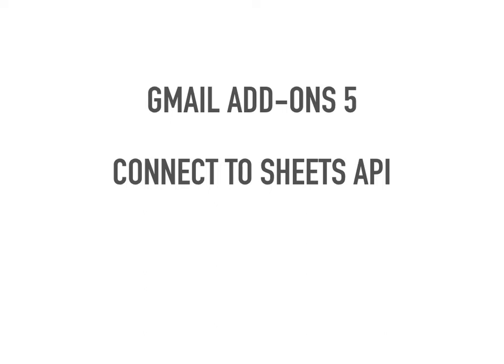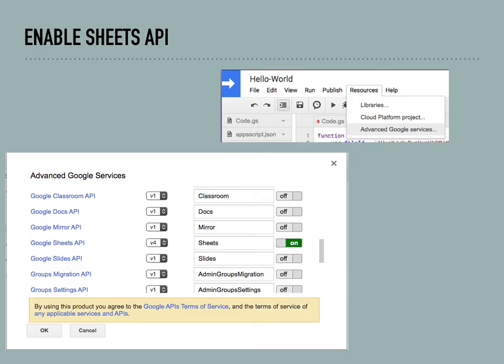Now we will be learning how to connect to the Sheets API and read an Excel file from our Google Drive. In order to be able to use the Sheets API, we need to enable it from the Advanced Google Services panel. Go to Resources and then Advanced Google Service and locate the Google Sheets API. To the right, click on the button to activate it.